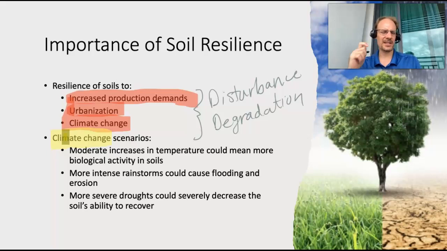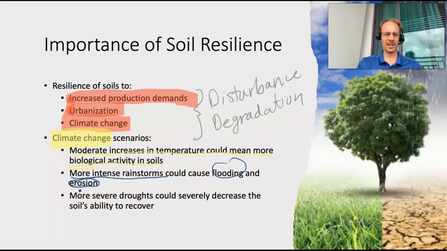And so if you think about this, when it comes to climate change, we do have a moderate increase in temperature that could mean more biological activity. That might be a good thing because that might add more organic matter to the soil, but climate change also comes with flooding, right? We see more intense rainstorms in areas, which cause more flooding and therefore potentially more erosion. So yeah, there can be a benefit of more organic matter in climate change, but there is also a much greater risk of flood and erosion in some areas.